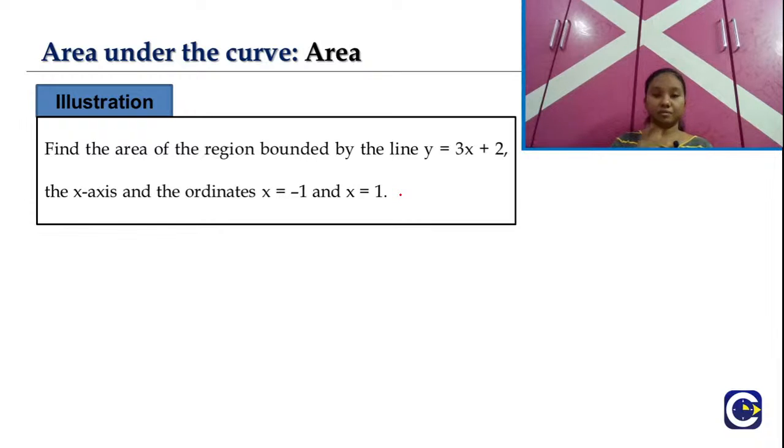Quickly, guys. See here, what is the given line? y equal to 3x plus 2. Just figure out the diagram and plot it. Take your time, guys, quickly.